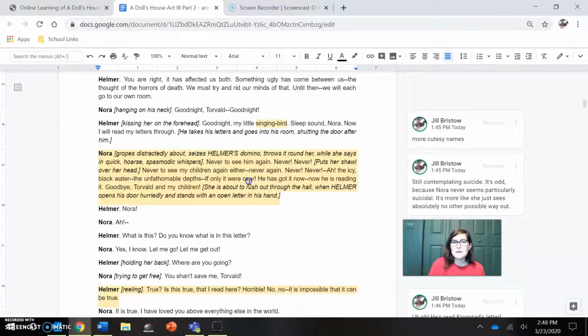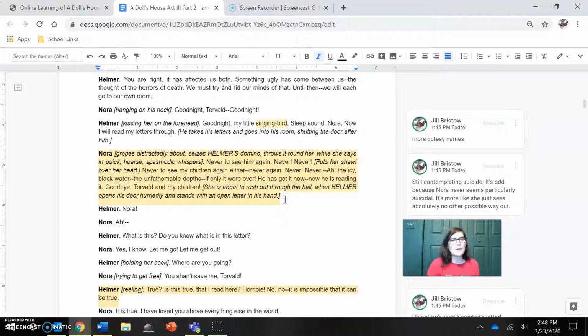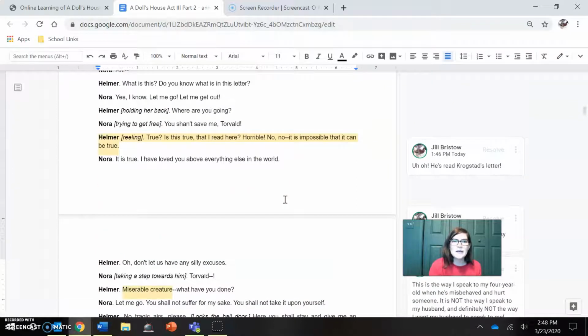And Torvald's about to get the letter. So Torvald walks out of the room to get the letter out of the mailbox, and Nora is kind of freaking out. She picks up his coat, puts it around her shoulders, puts a shawl over her head, and keeps saying, never see my children, never, never, the icy water, the unfathomable depths. So she's still thinking about this whole kill myself to get out of this problem thing. But again, she never sounds serious about that. It's just such an odd thing for the writer to have put in the play.